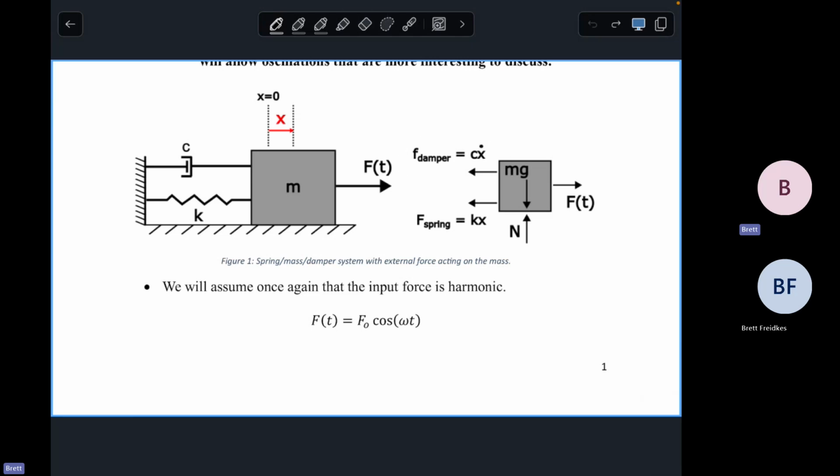A student asked me yesterday, is the damper always acting against the motion? And yes, it is, just like the spring. The damper is trying to slow the system down. So if the mass is moving to the right, the damper will be acting to the left. And the spring always likes to be in equilibrium. So if the mass is moving to the right, elongating the spring, it'll force it back to the left. So these always act against the motion.